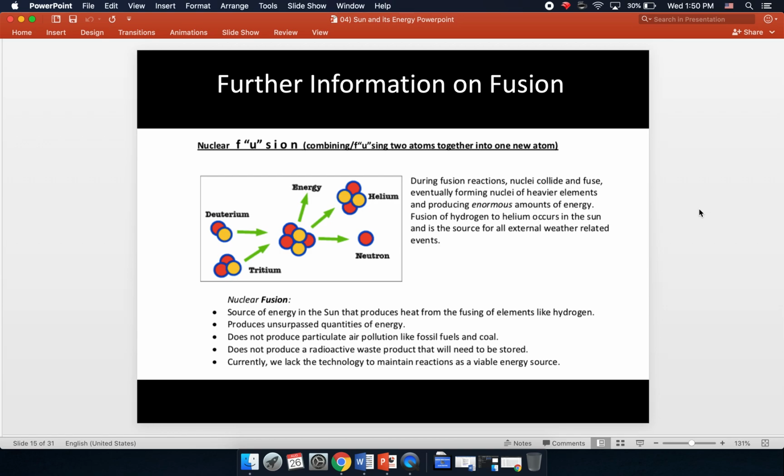Currently, we lack the technology to maintain reactions as a viable energy source. Okay, and if you remember from back in our ecological footprint lesson, we don't always know what problems we will or won't be able to solve with technology. So fusion may be something that forever remains out of our grasp. We may never be able to develop technology that will allow us to control these reactions and use them to produce limitless energy. But we would like to, and we are working towards it.